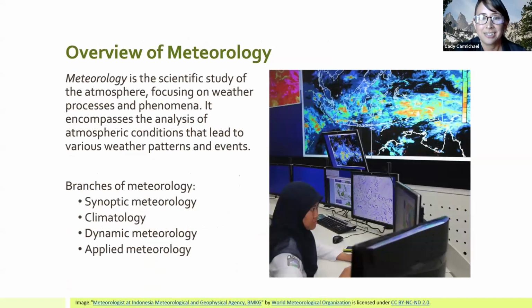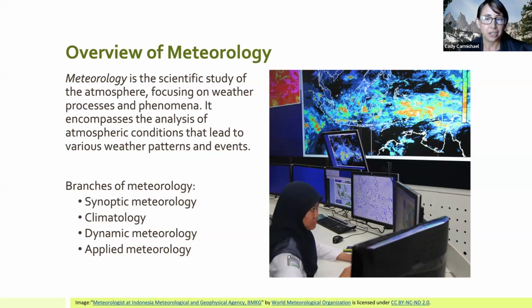All right. Thinking about the science of meteorology and the scope of meteorology. Put simply, meteorology is just the science of weather. I've got the more official, longer definition there. Meteorology is the scientific study of the atmosphere, focusing on weather processes and phenomena. It encompasses the analysis of atmospheric conditions that lead to various weather processes and events. So again, put simply, just the science of weather.